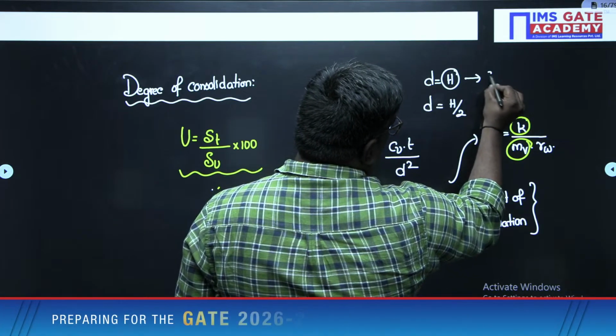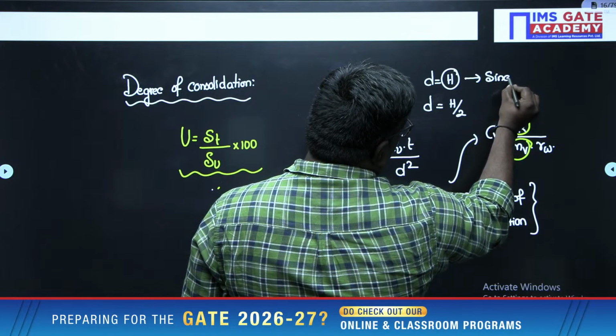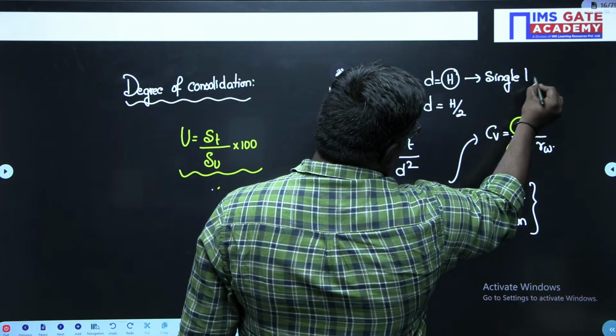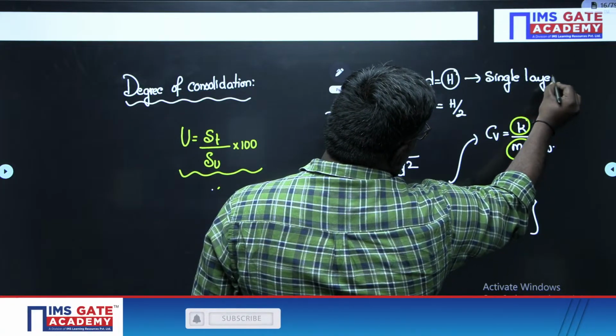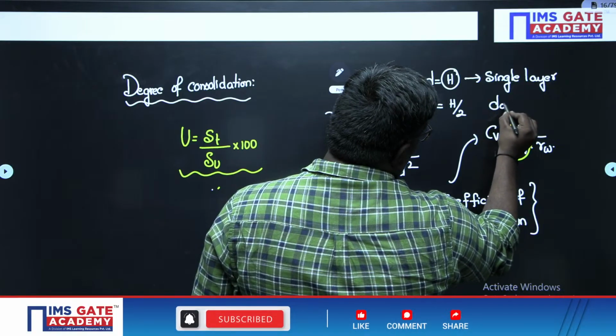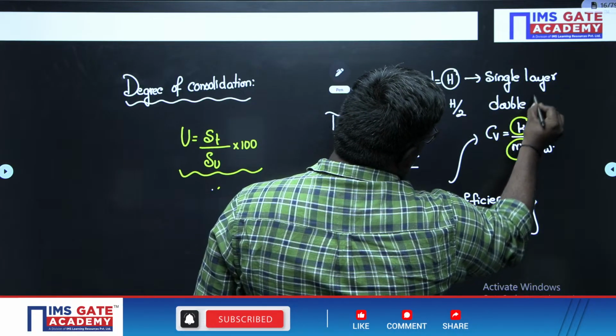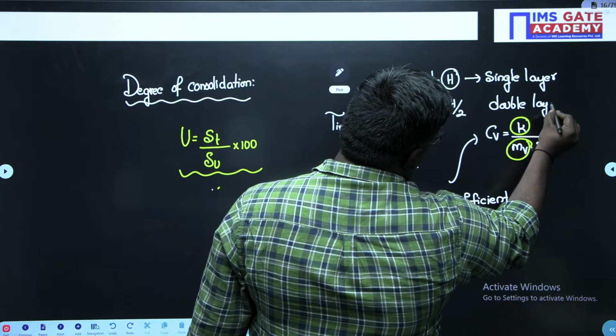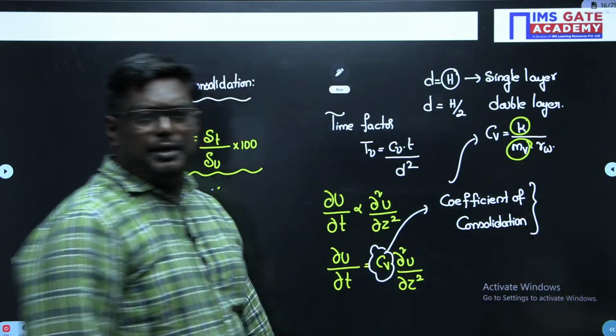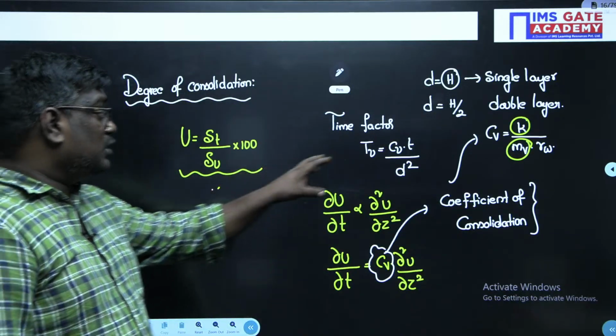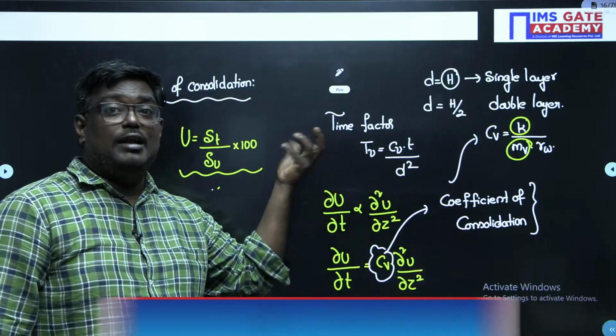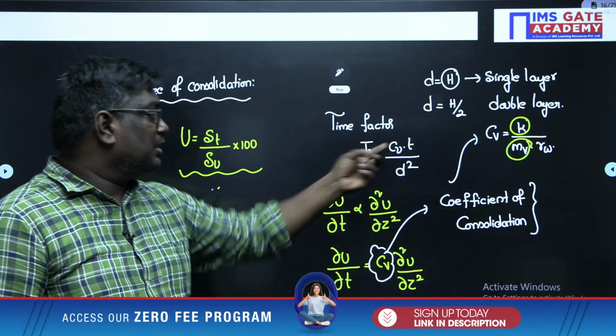This is for what, sir? Single layer. This is for what, my dear student? This is for double layer. Agree? Now, my dear students, based on this, they will tell you for same degree of consolidation, time varies with respect to depth, means drainage conditions.